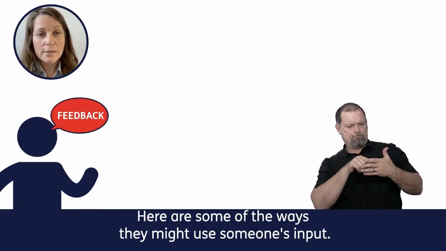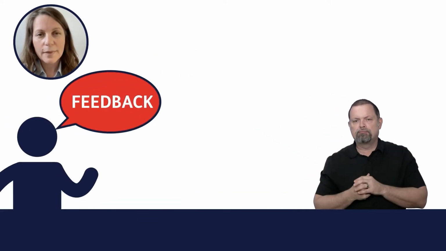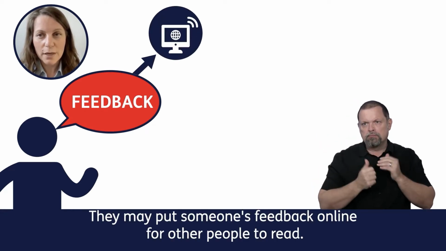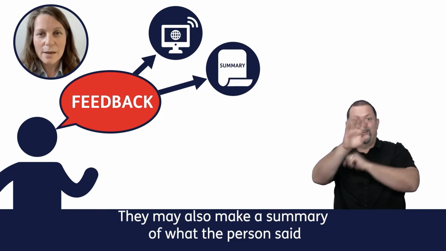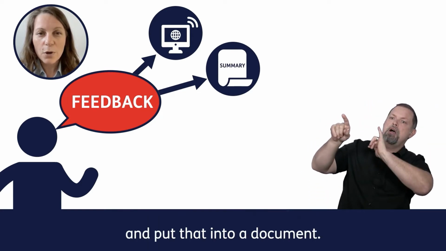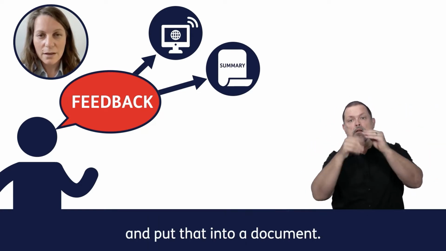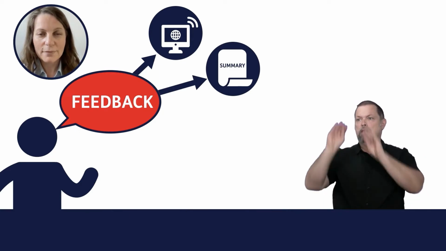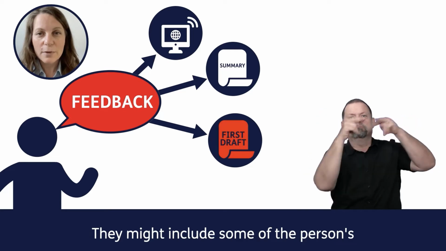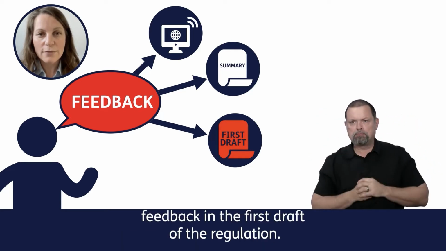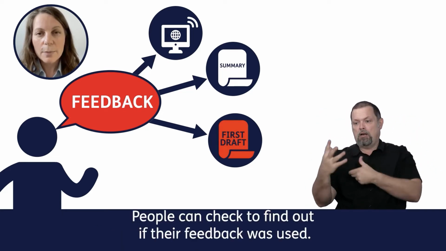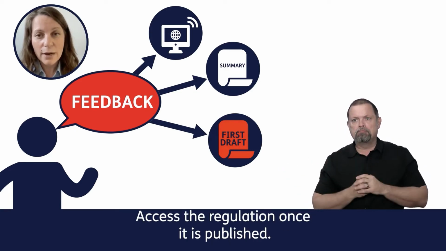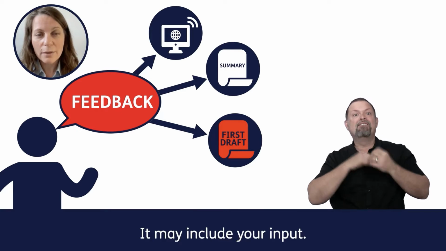Here are some of the ways they might use someone's input. They might put someone's feedback online for other people to read. They may also make a summary of what the person said and put that into a document. This is a way of sharing what they learned from input that people gave. They might include some of the person's feedback in the first draft of the regulation. People can check to find out if their feedback was used. Access the regulation once it is published. It may include your input.